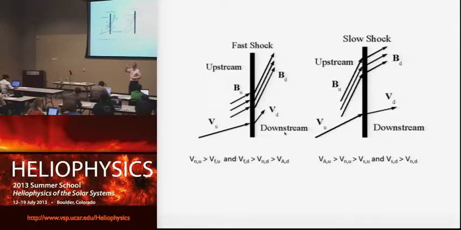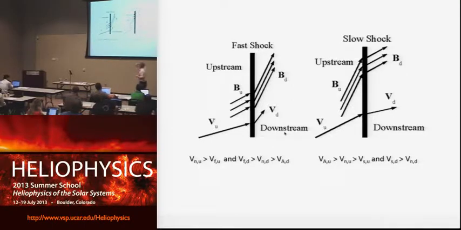The fast mode shock, wherever you have a fast flow, so the upstream flow has to be faster than the fast speed, and the downstream flow is slower than the fast speed, but faster than the Alfvén speed. Okay, but what does that mean? That means that if I just get an arbitrary flow, which is arbitrarily fast, then I'll find a fast shock.